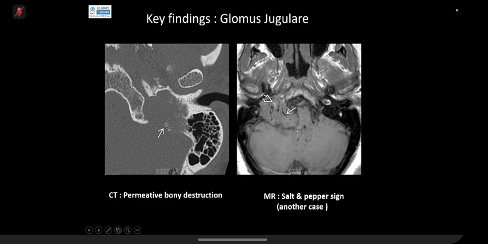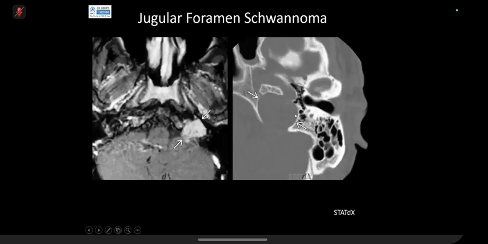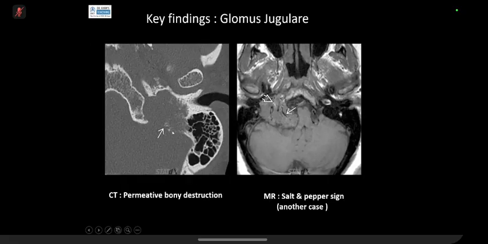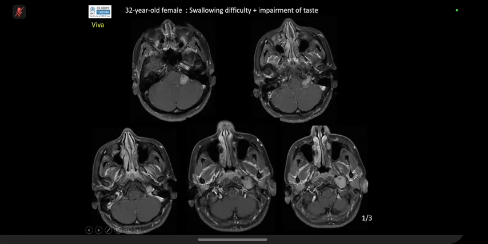So, permeative bony destruction and salt and pepper sign. This is a schwannoma, and you can see that it is causing expansion of the jugular foramen. It is causing enhancement, so enhancement will not be very helpful. You remember the two signs on pre-contrast T1: salt and pepper, and permeative bony destruction. Look here, look at the outline. This is permeative bony destruction.